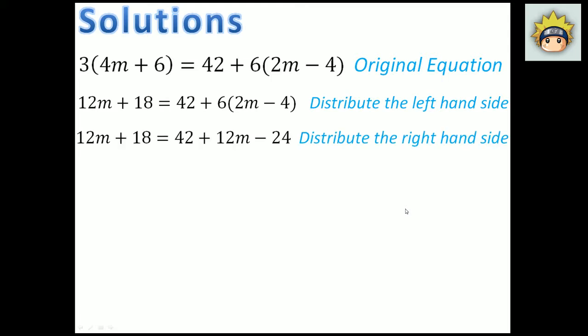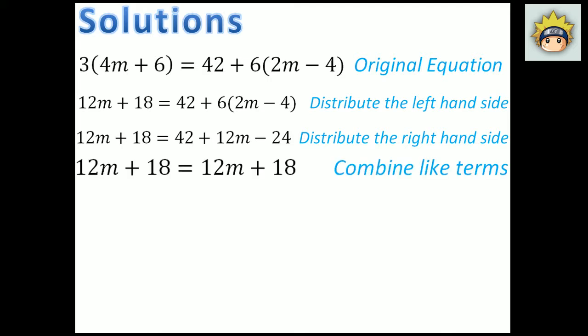Let's distribute the right-hand side. 6 times 2m is 12m, and 6 times -4 is -24. Then you want to combine the like terms. Do you see how there is a 42 minus 24 here? That becomes a positive 18.